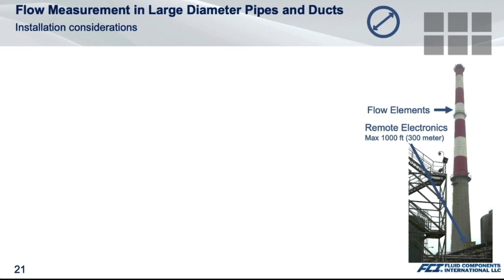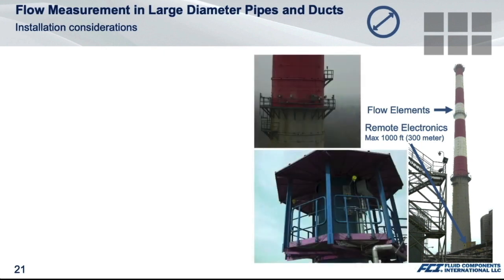At stacks, the flow elements typically are installed at great heights to assure that there is sufficient upstream length to get the high accuracy required for emission monitoring. The electronics, however, can be installed remotely up to 1,000 feet or 300 meters away from the flow elements. This has the benefit that for the purpose of instrument verification or maintenance, the service technician only needs to access the electronics first. In the event of a finding, the flow elements can be inspected.